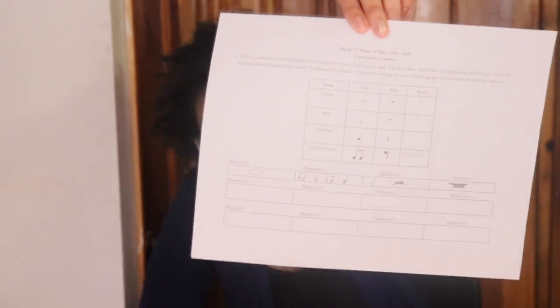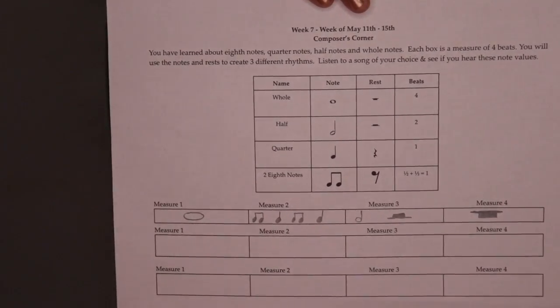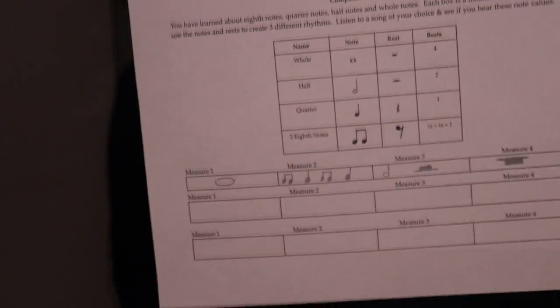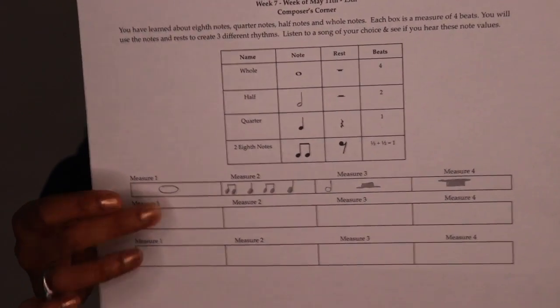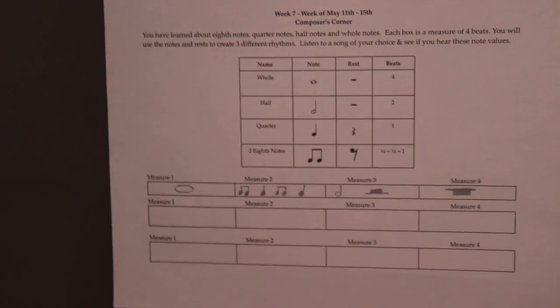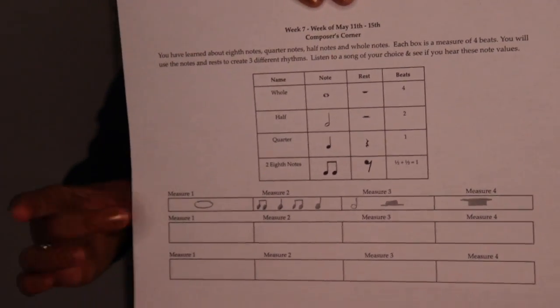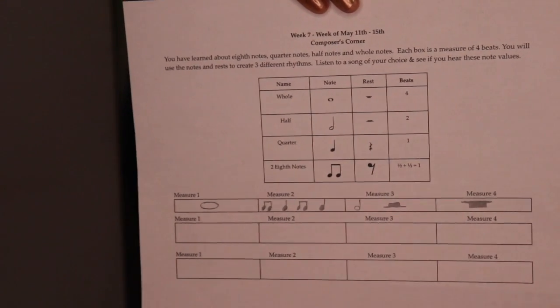So as an example, I've done 1 line. I've done the top line here. So first, in my first measure, I have a whole note. And I know that this measure is complete because a whole note gets 4 beats. And remember, we only need 4 beats in each box.